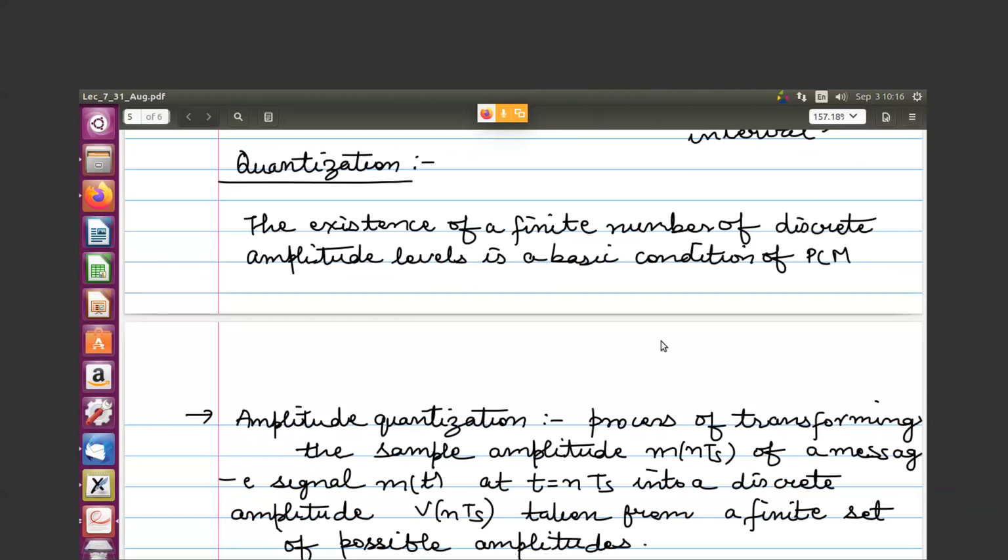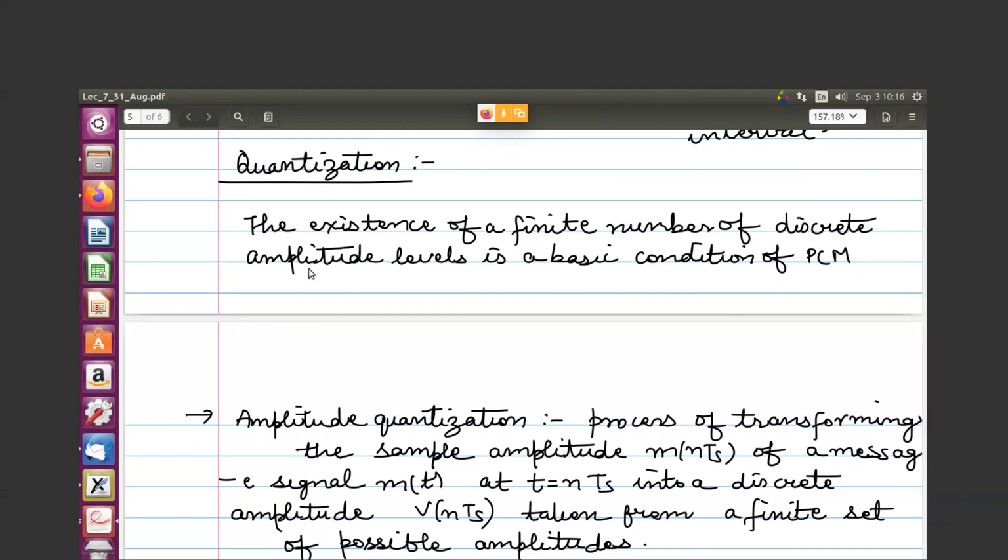So we have now come to the point where we have converted our analog waveform to a set of discrete values, and now we want to enforce that those discrete values belong to a finite set. It means that every discrete value should take one of the values from a set. This process is primarily done through quantization.